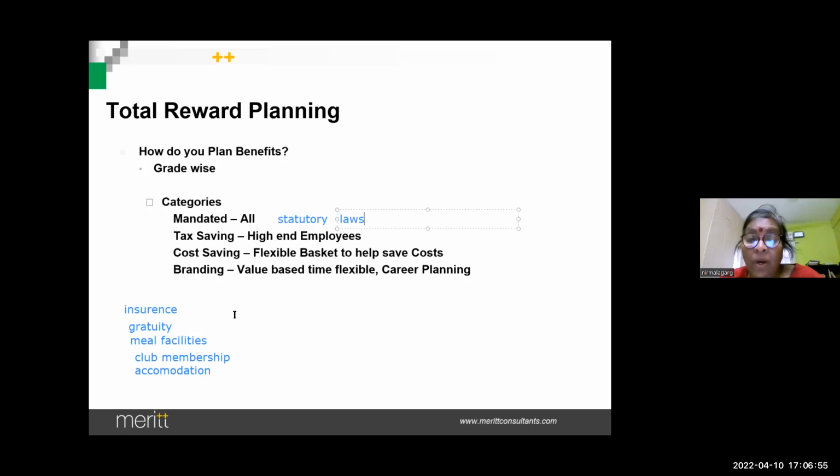But over and above, now what happens? Organizations are giving, say for example, you are saying insurance, other than the statutory medical insurance, group insurance, etc. Organizations are also extending that insurance to families, other members of the family. Why? Because when you buy in bulk, you will get your premium at a lesser rate or higher rate? Lesser rate. So that discount, they will pass it on to their employees.